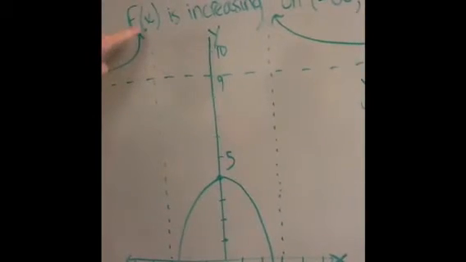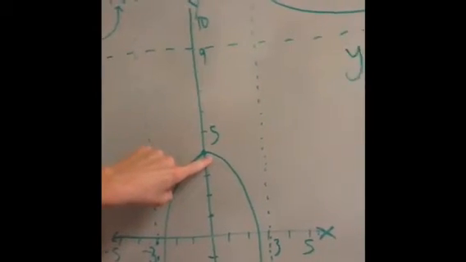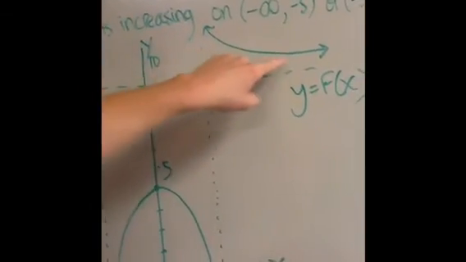So we know that f of x is increasing from negative infinity to negative 3, and from negative 3 to 0. And f of x is decreasing from 0 to 3, and from 3 to infinity.